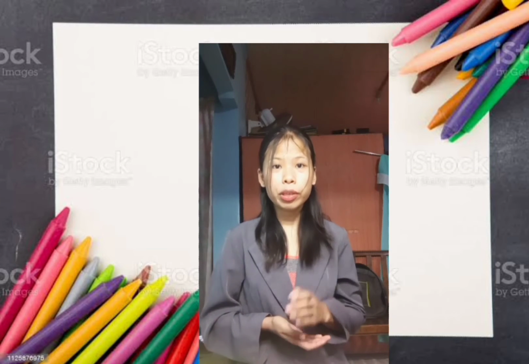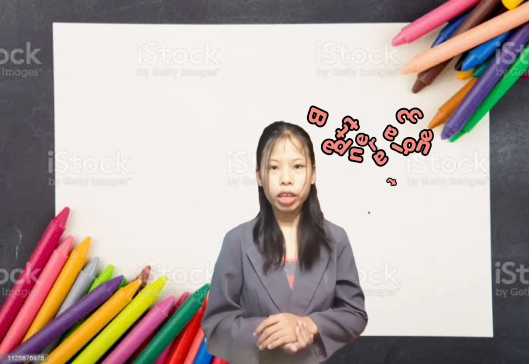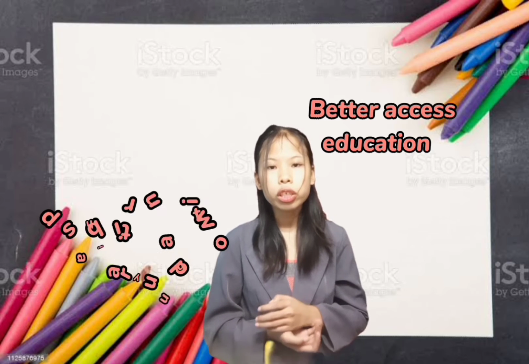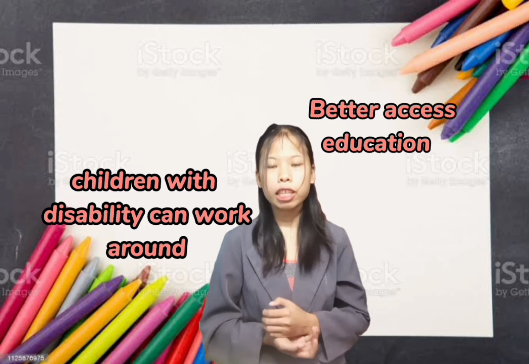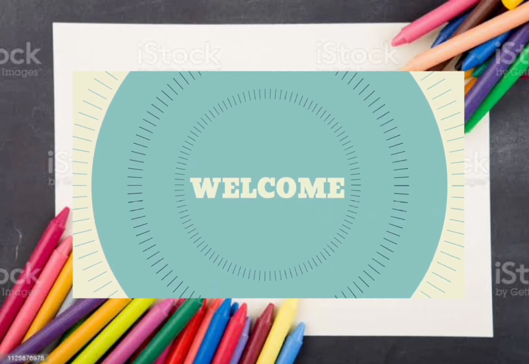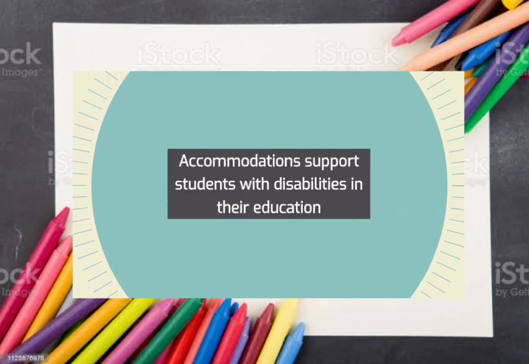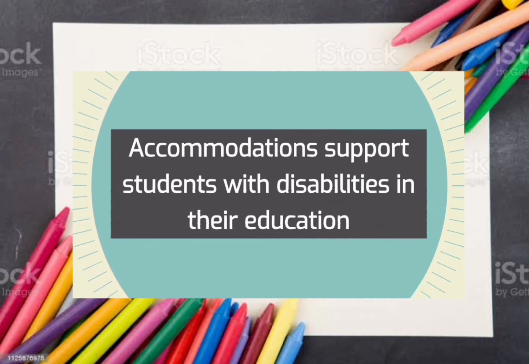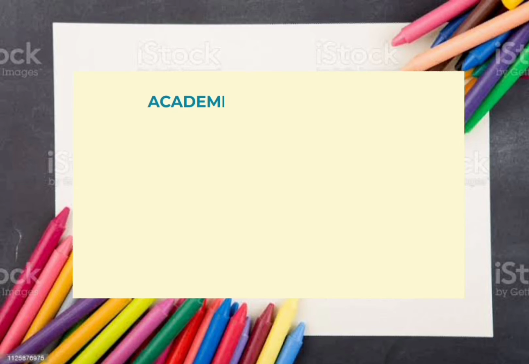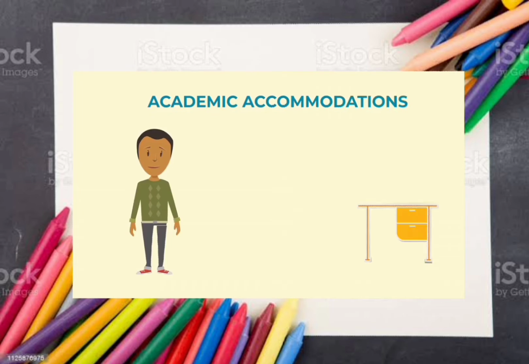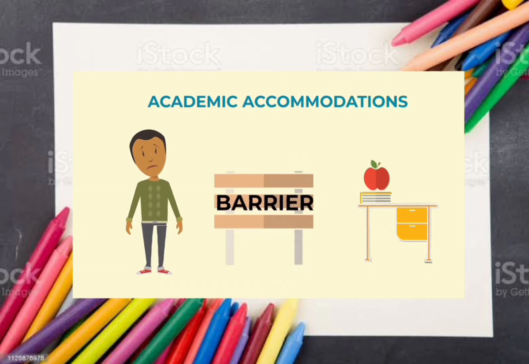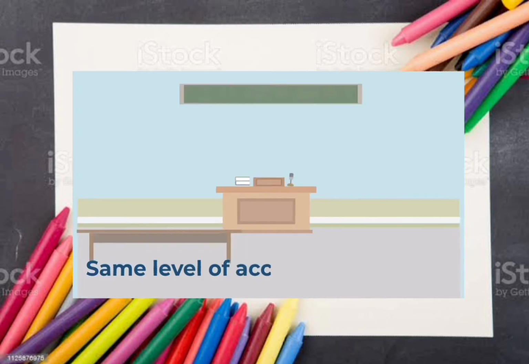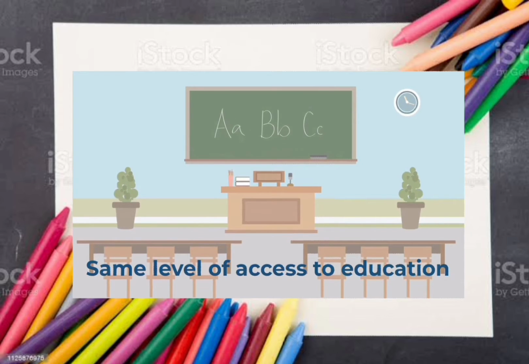The barriers are removed to better access education. As a result, children can work around the effect of their disabilities. Welcome. This video will explain how accommodations support students with disabilities in their education. Academic accommodations help to remove barriers to learning that exist for students with disabilities. They ensure that all students have the same level of access to education.